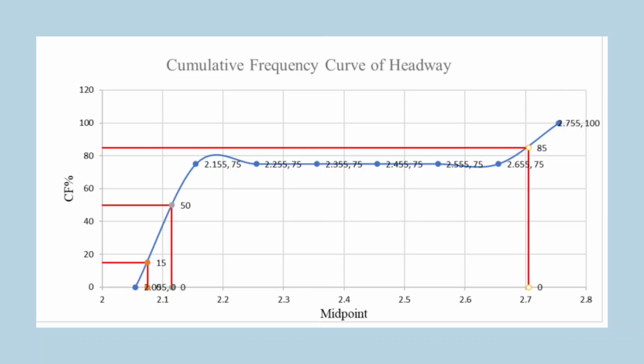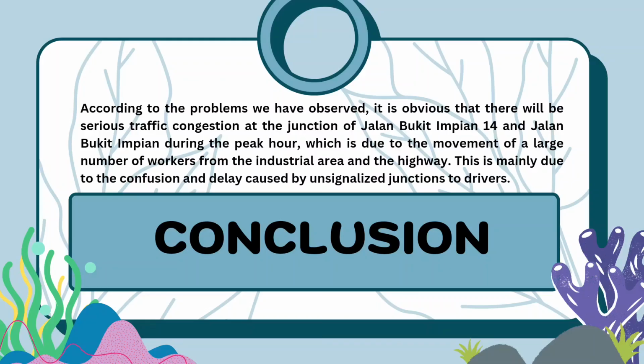That is a concerning situation as 85% of the headway data is less than 2.705 seconds per vehicle, indicating that there is less spacing between the vehicles and a rear-end collision could occur quickly due to tailgating. According to the problems that we have observed, it's obvious that there will be serious traffic congestion at the junction of Jalan Bukit Impian 14 and Jalan Bukit Impian during the peak hour.